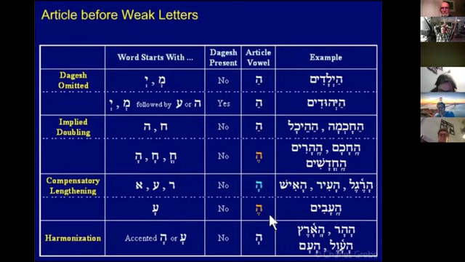Finally, there's something called harmonization. Harmonization happens when the first letter of the word is an accented ha or a. So a he with a kametz or an ayin with a kametz. And what happens then is that, let's look at some examples here. The vowel under the first root letter, in this case the aleph, will harmonize to match the vowel under the article. Now what I suggest here is simply just to memorize these four words and note that harmonization can happen.